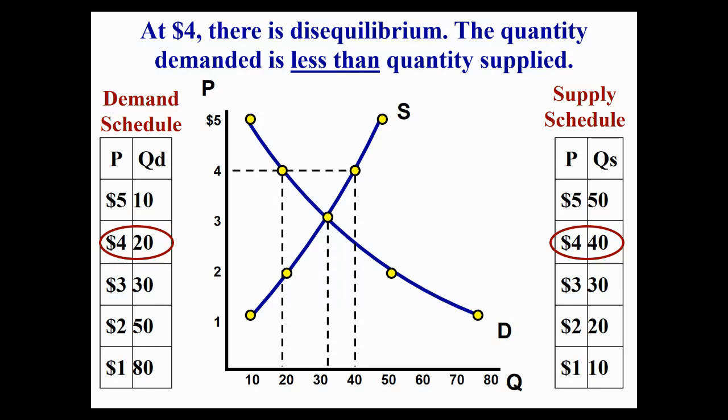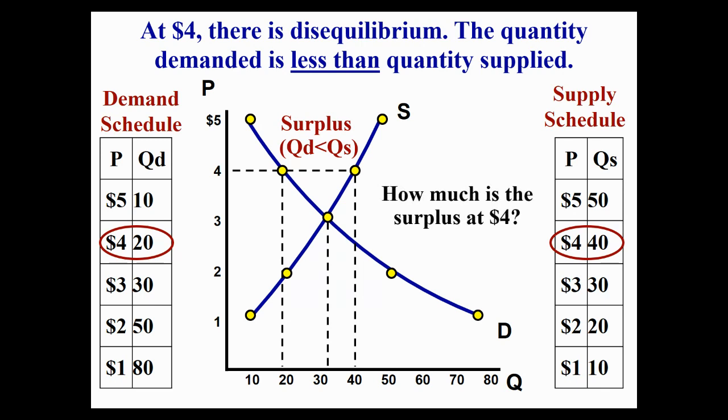So what happens if the price is at $4? Well, if the price is at $4, we can see that the quantity demanded is less than the quantity supplied. And remember, a change in price means a change in quantity demanded. So as the price goes up, quantity demanded falls to 20. And we can see when price goes up, the quantity supplied goes up to 40. So what do we see happen? At the price of $4, we have a surplus. How much is that surplus? We supply 40, we demand 20, we have a surplus of 20.